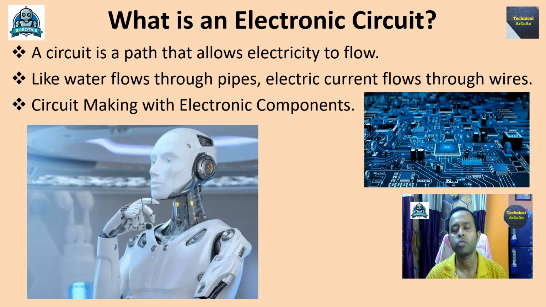Okay, the devices which use electrical circuits are like electrical kettle, fans, geyser, etc. Same thing, the devices which use electronic circuits are like computer, smartphone, remote control appliances, right? So like water flows through pipes, electric current flows through wires. Okay, circuit making with electronic components. So an electronic circuit can be built using electronic components, right?